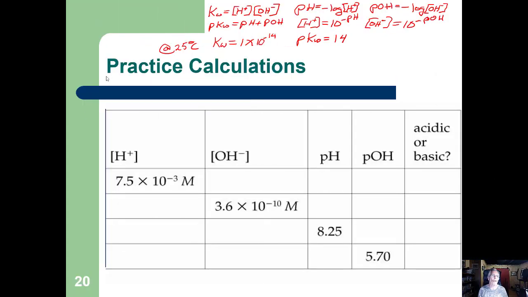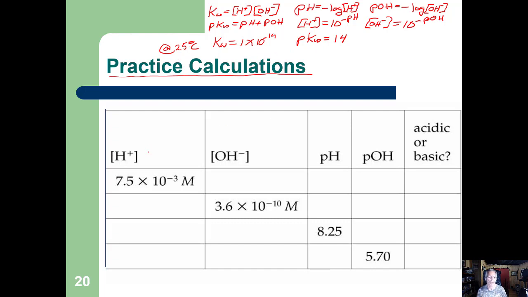Okay, let's practice some calculations for hydrogen ion concentration, hydroxide, pH, pOH. Make a determination as to whether the solution is acidic or basic based on those calculations or what we can observe. And in doing so, we want to use all of these 6 tools plus our 2 constants, the Kw and pKw for water at 25 degrees Celsius.